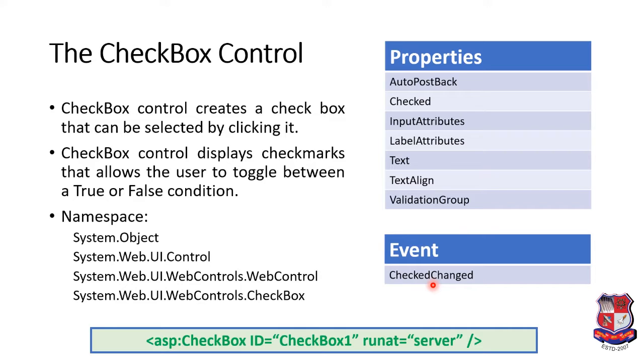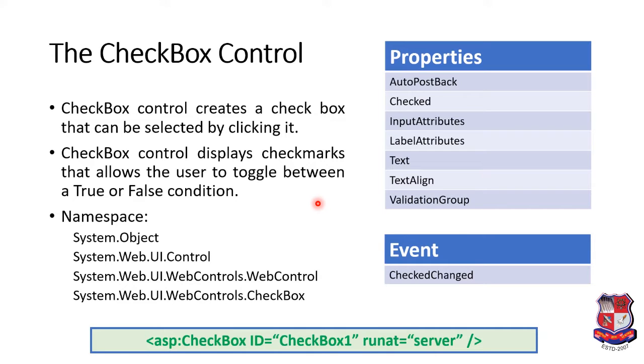Now next is the event for this checkbox control, and that event is the CheckedChanged event. This event occurs when the value of the Checked property changes between various posts to the server. That value of checkbox may be true or false. It means that if the value is converted from true to false, then this event occurs, and otherwise vice versa. We'll see an example for this checkbox: asp:CheckBox ID equal to CheckBox1 and runat server.